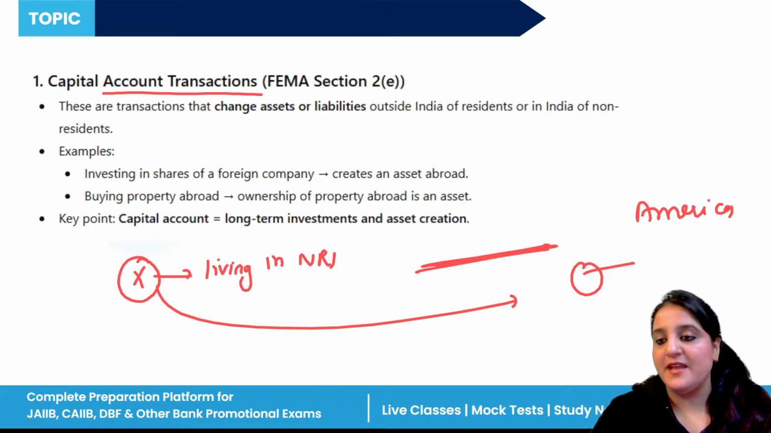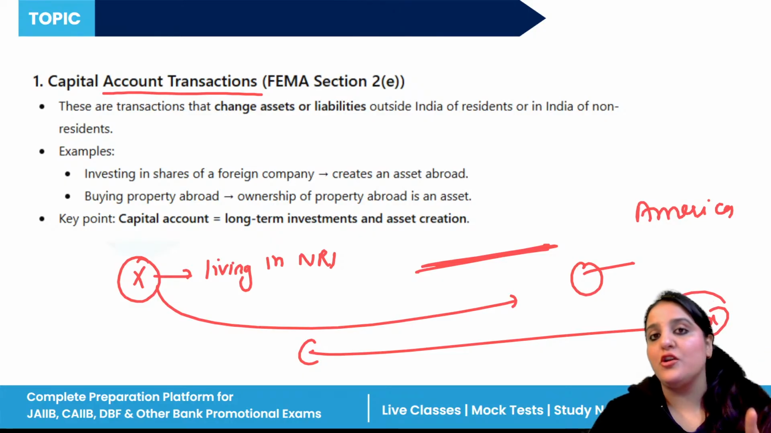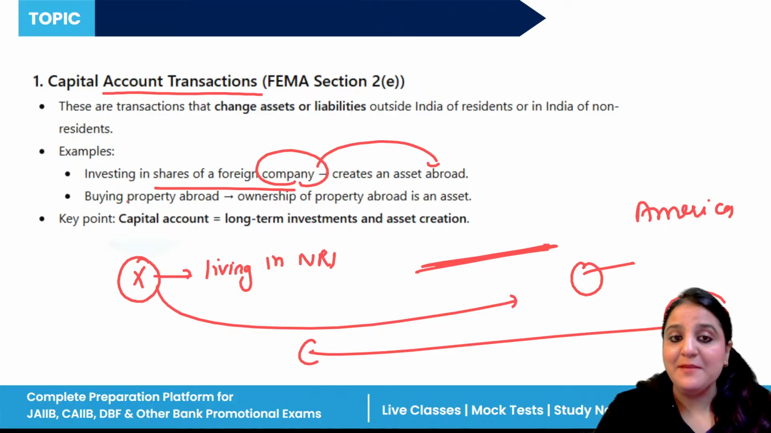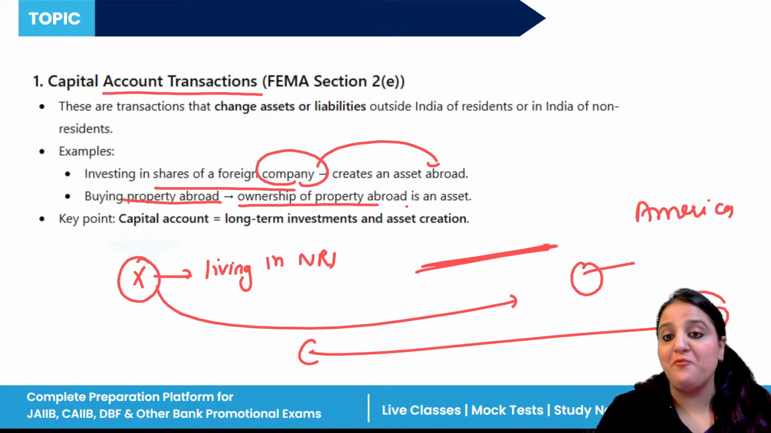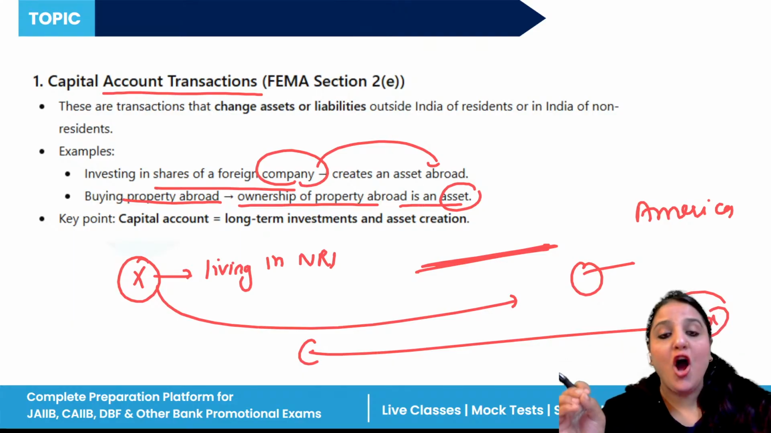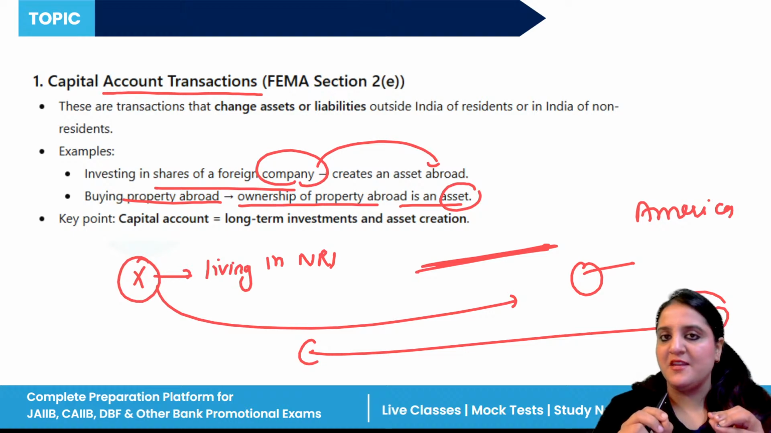And if any person, Alex, who is living in India and is a citizen of America, has assets and liabilities changed in India, that is also considered a capital account transaction. Investing in shares of a foreign company means it creates an asset abroad. Buying property abroad means ownership of property abroad is an asset. So capital account is long-term investment and asset creation. We have to keep this in mind.